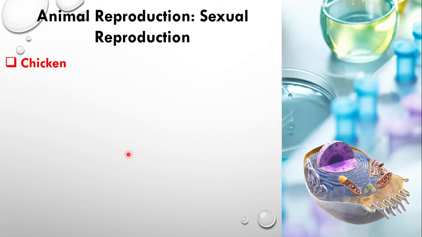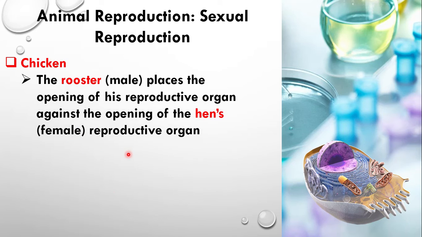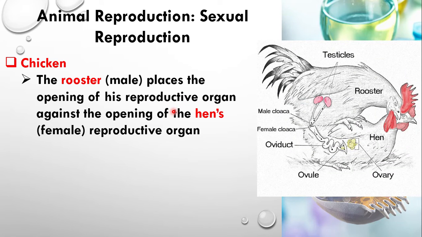Next we have chickens. Chicken is the most boring. In my opinion, the least tasty sexual intercourse is in chickens because it is quick and finished fast. Okay? So the rooster, which is the male, places the opening of his reproductive organ against the opening of the hen's reproductive organ, like this one here, right?